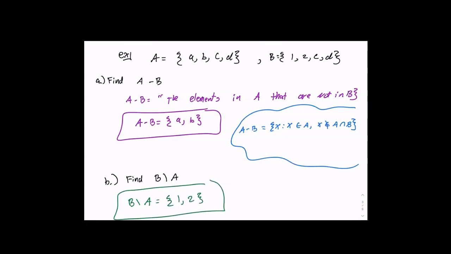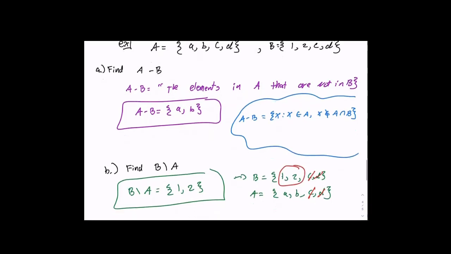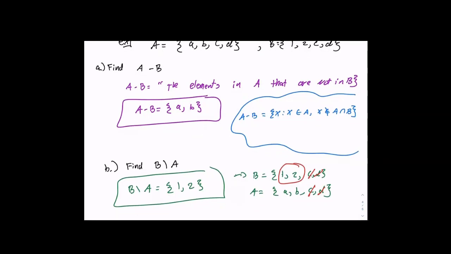Now, if you're having trouble thinking about this, one of the ways to do it is you first write what it would be: 1, 2, C, and D, where A is A, B, C, and D. So when you now want to cancel, the C is in both and the D is in both, and therefore my answer for the difference between B and A is 1, 2, but the difference between A and B would have been A and B, like we found on the previous problem.